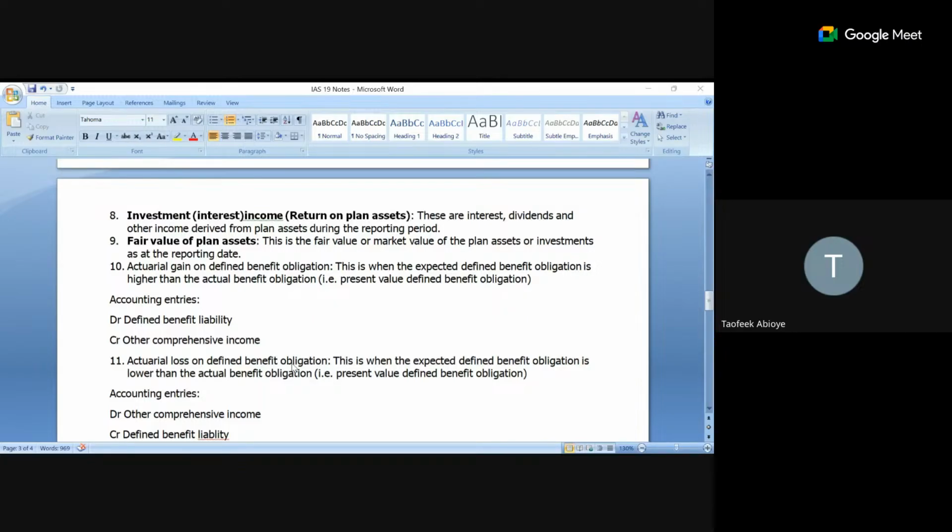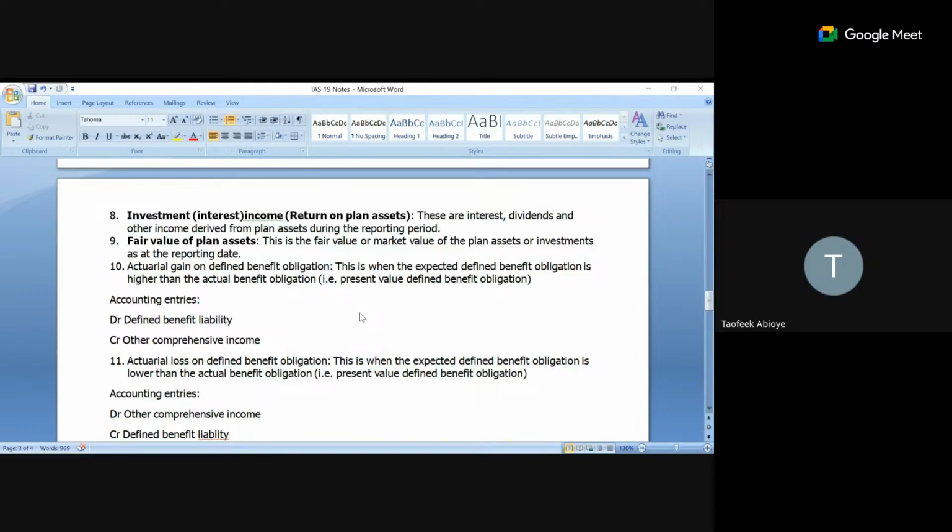So I said that 100 million, since it is in the next 30 years, inflation will not allow you to capture that money correctly. So you must discount it to present value. When you now discount it to present value, it is called the present value of defined benefit obligation. Let's say that present value is 80 million.